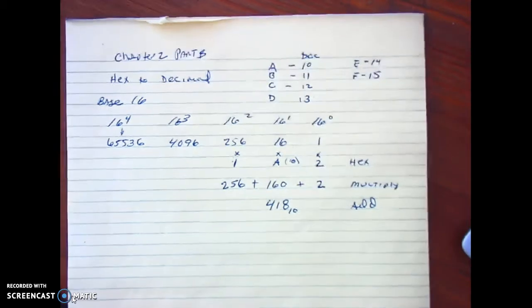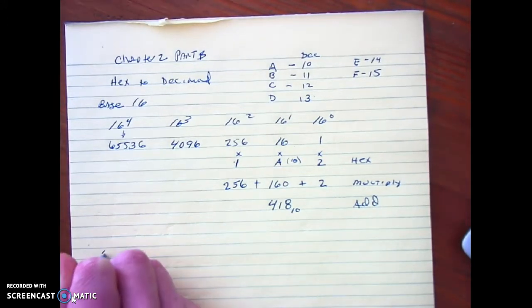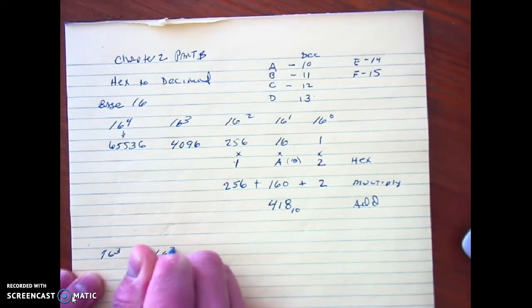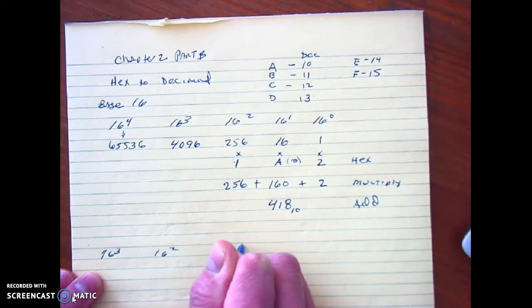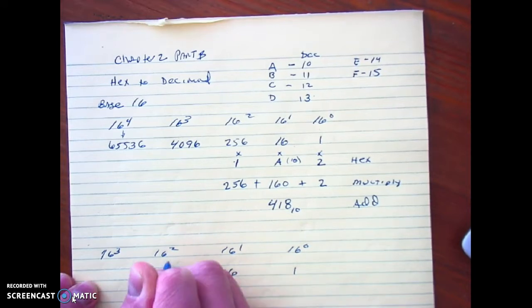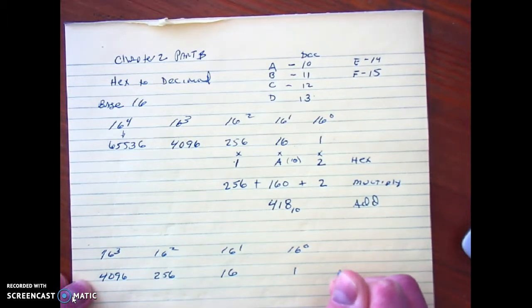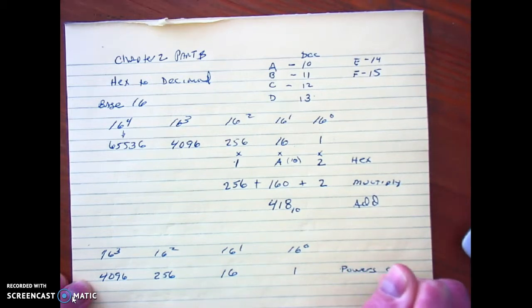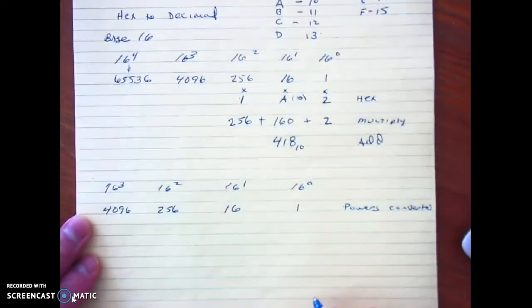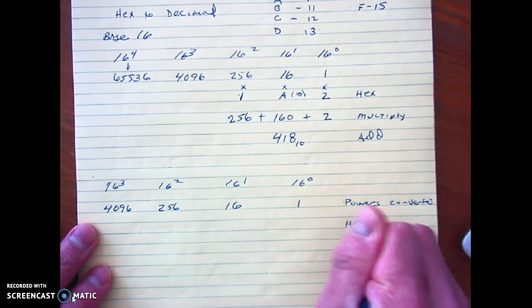Let's do one more. This time I'm not going to go up to 16^4. I'm going to go up to 16^3 here. So 16 raised to the 3, 16 raised to the second, 16 raised to the first, and 16 raised to the 0. I'm going to write these values out: 1, 16, 256, and then 4096. So now my powers are converted. Now I'm going to put my hex value.